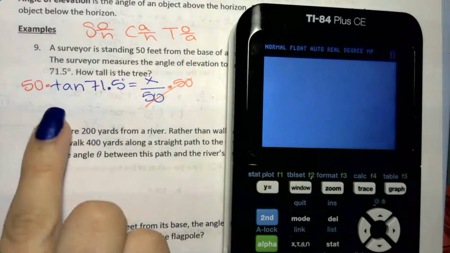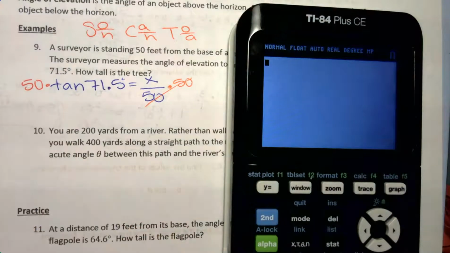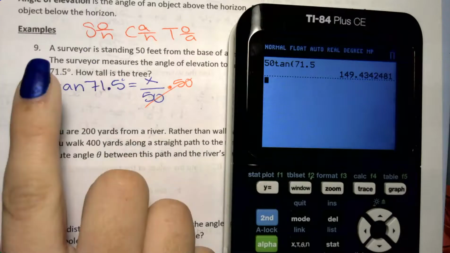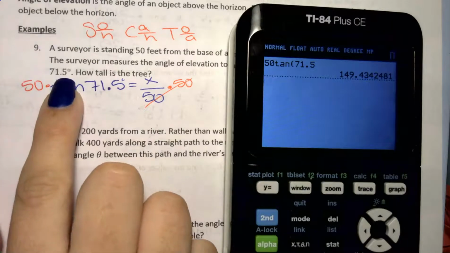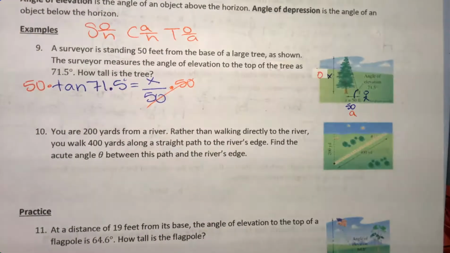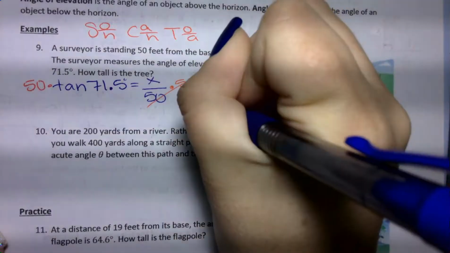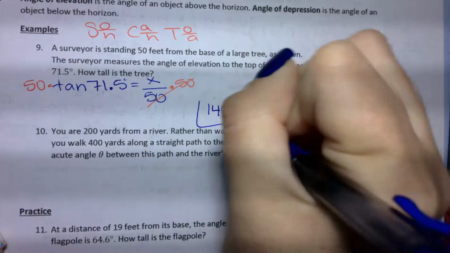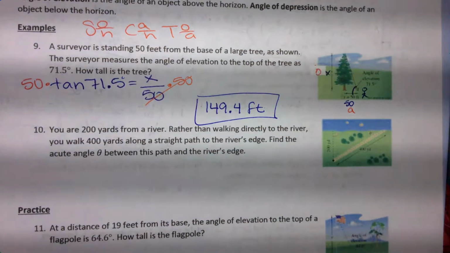So what I'm going to do is type in the left side of my equation, 50 tangent 71.5, which gives me, I'm going to round to 1 decimal place because this one didn't tell me where to go, but it gave me a number that was rounded to 1 decimal place already, so I'm just going to use that as an indicator of where to round. This gives me 149.4, and we were measuring in feet. So that tree is about 149.4 feet tall.